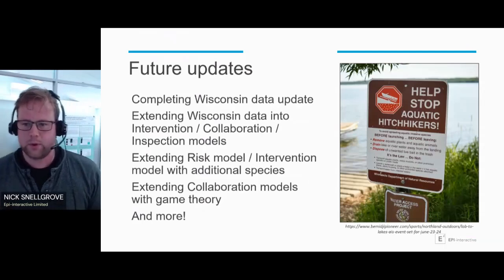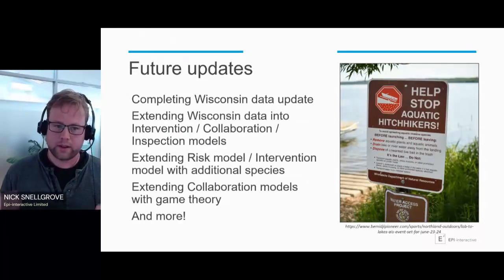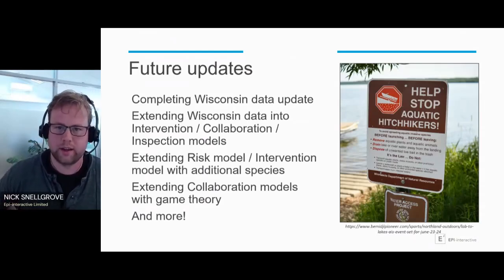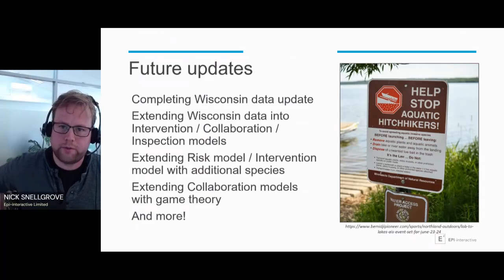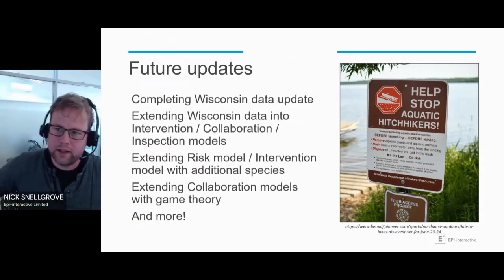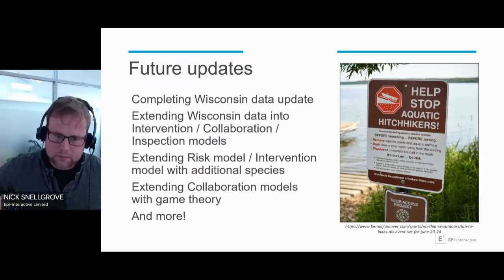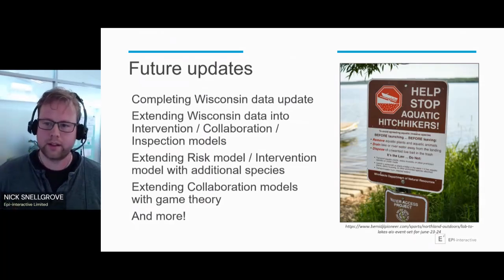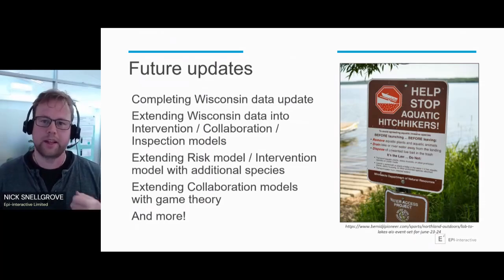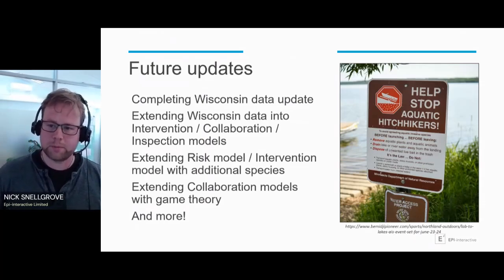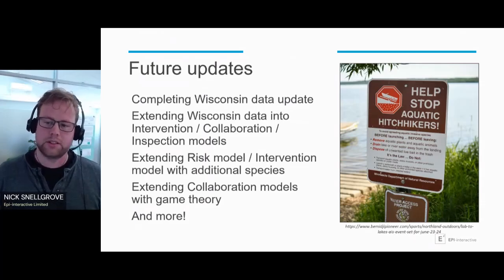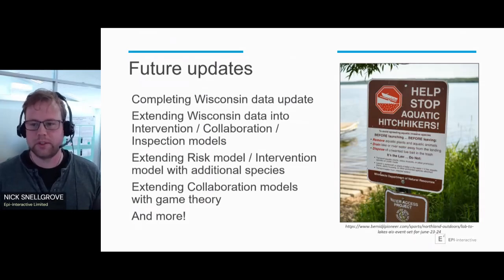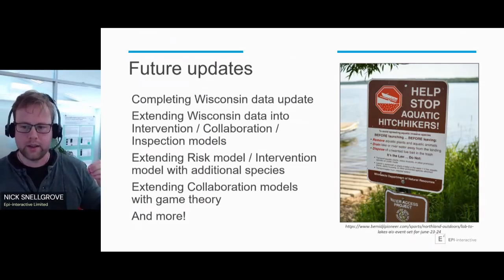So the AIS Explorer in its current state has been in continual use by decision makers, county managers, and researchers across the state. And we've had the opportunity to add more functionality, add new models to it over the course of its life so far. And this process is continuing. So future updates are planned, including the completion of the Wisconsin data update. So we'll be getting a more robust boater movement network plugged in there, extending also the Wisconsin data into some of the other parts of the app. So the intervention, collaboration, and inspection models, eventually including Wisconsin in there.